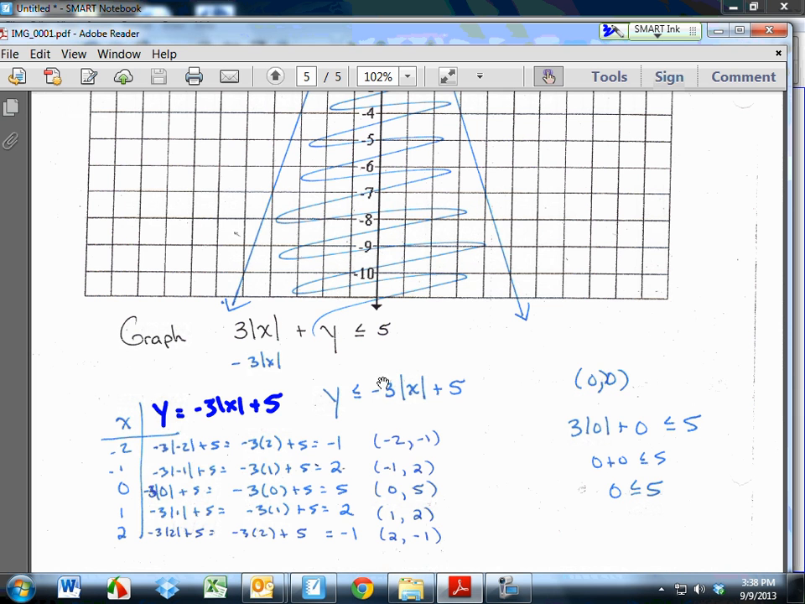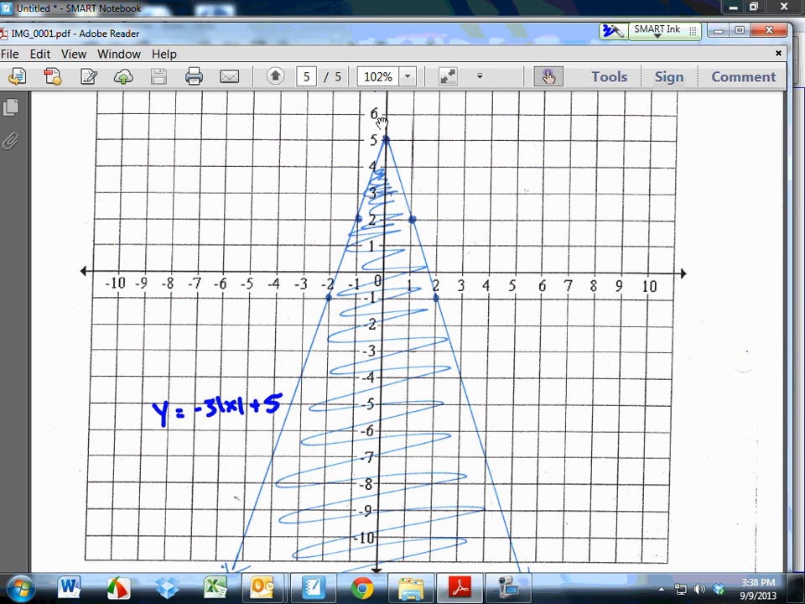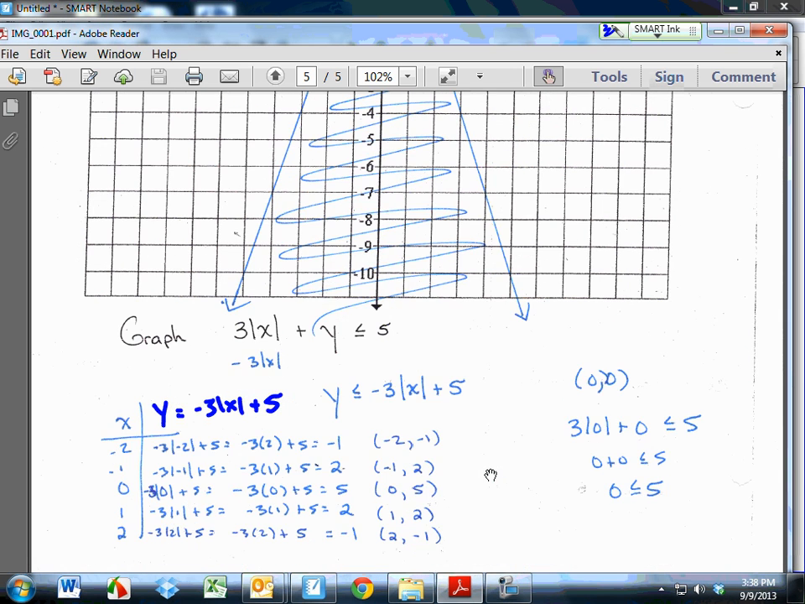We also discussed in a previous problem that when you have a negative 3 in front of the absolute value like this, it's going to make an upside down V. So now plot these points, and when we plot the points, we get this V that we have graphed here. Pause the video if you need to. And then we need to test a point that's not on the V.